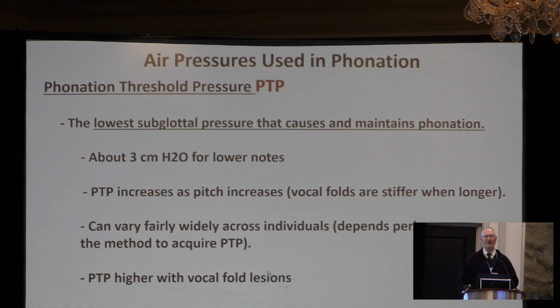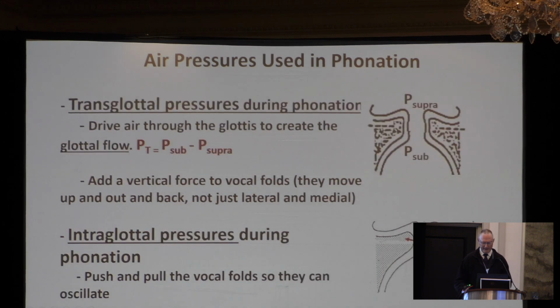Now, if you look at all the literature, there's a wide range of how the pressure changes across people. But people like me think, well, maybe the methods they use are no good. But anyway, PTP is usually higher for vocal fold lesions as well. So it's an objective measure before and after intervention that's quite valuable in the clinic. So what's transglottal pressure?